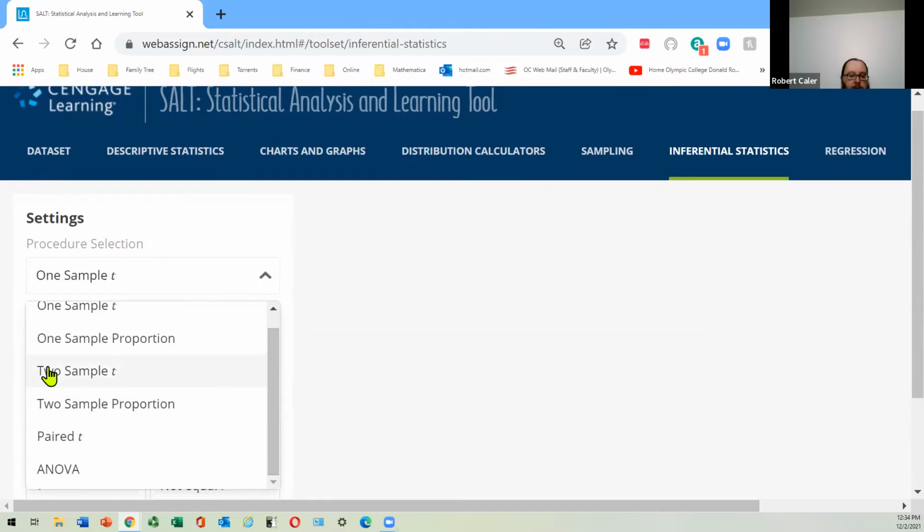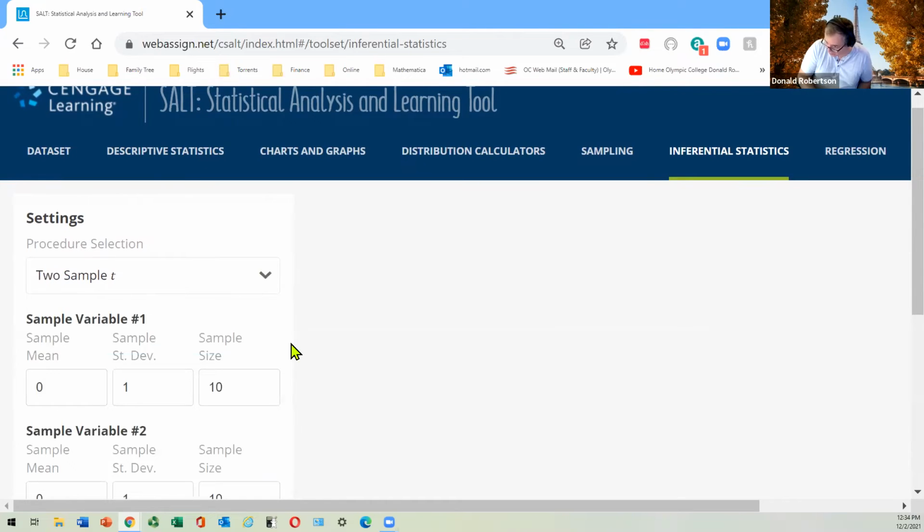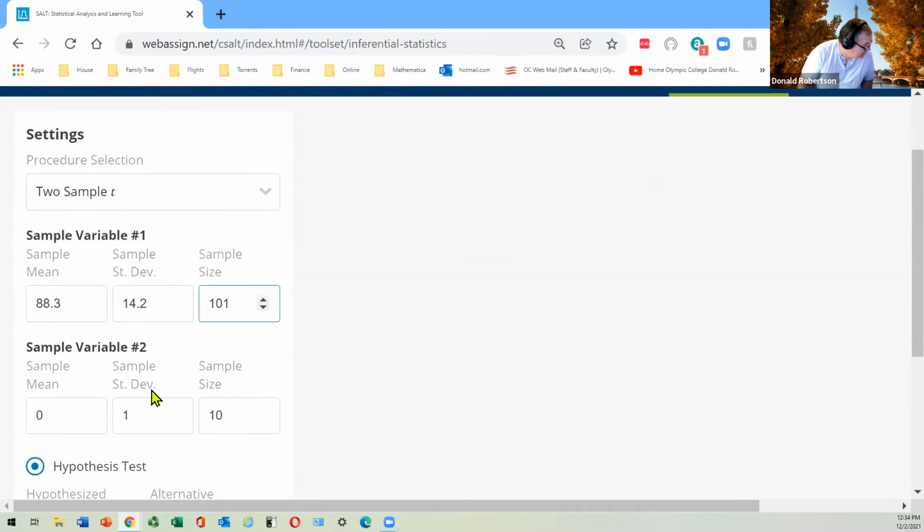2 sample T. Right. And every single question that we're going to do from that section is going to be 2 samples, 2 sample means comparison. Now, the first people are females, and they were 88.3. And the standard deviation is 14.2. I'm reading this straight out of the question. And the sample size was 101. And then I go to the second one, and this is for the guys, and they were 107.3.